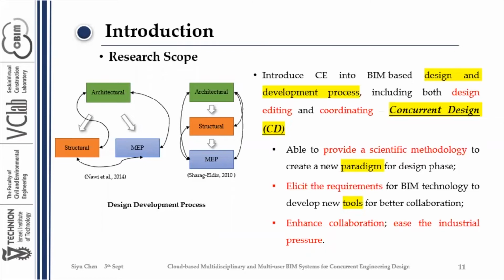So it might be a little bit confusing that in the first pattern, it seems that they're doing concurrent engineering. Why? Because it seems like the structural model and the MEP model are being done at the same time. But actually, it's just helping the sequential engineering better, because they still need to wait until the architectural model has been done, then start their work.